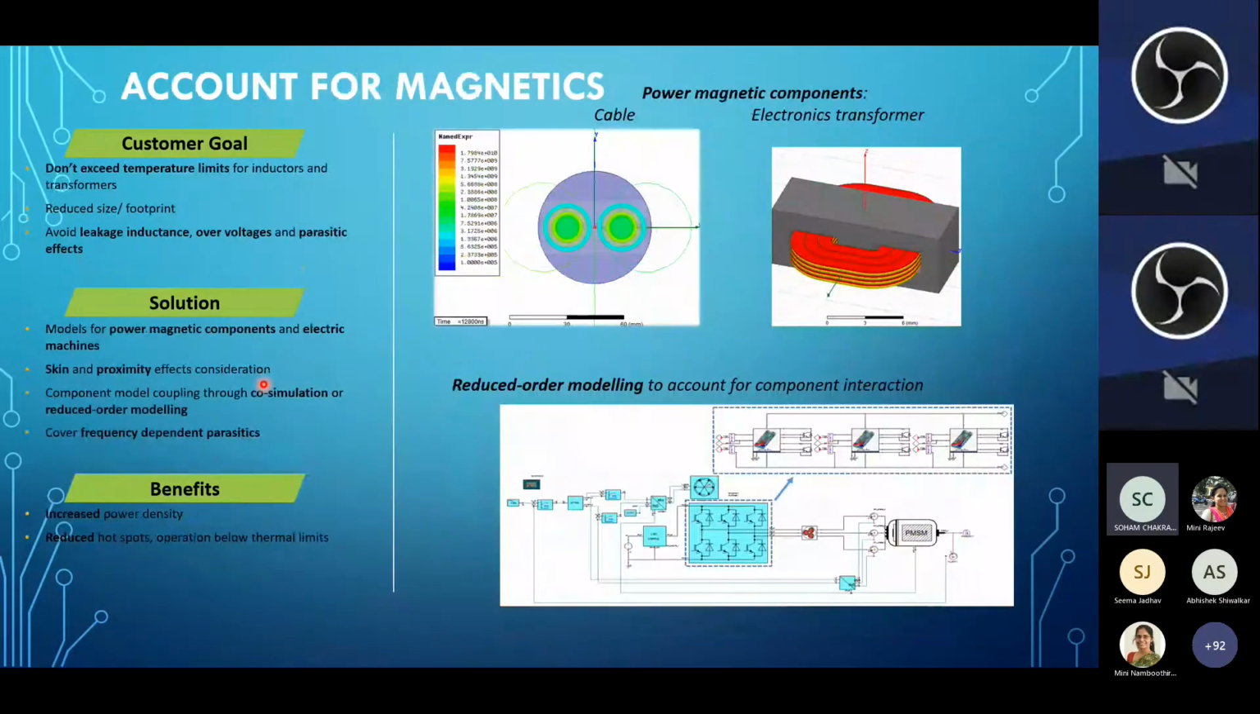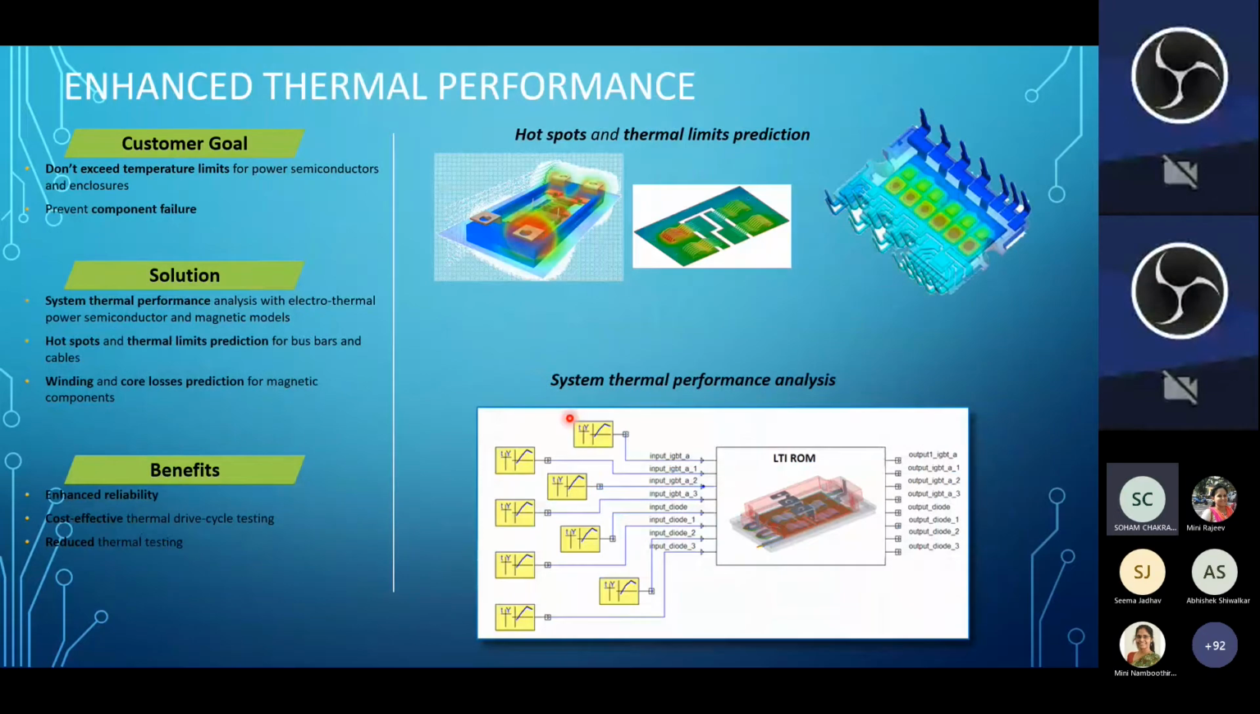See here, small electromagnetic, power magnetic component design has been done. You can see how it simulates and tells you, with respect to time, how it is working, right? This is an electronic transformer design, right? You can see reduced order modeling to account for component interaction. This is a PMSM model with a power electronic converter. So the whole drive has been modeled here, as you can see. The benefit is that you can keep the hotspot temperature below thermal limits, etc. So you can check what the heat limits are and other things.